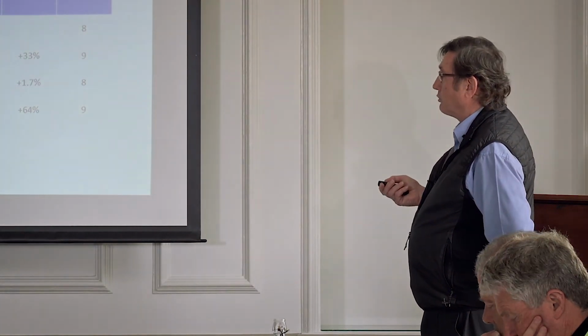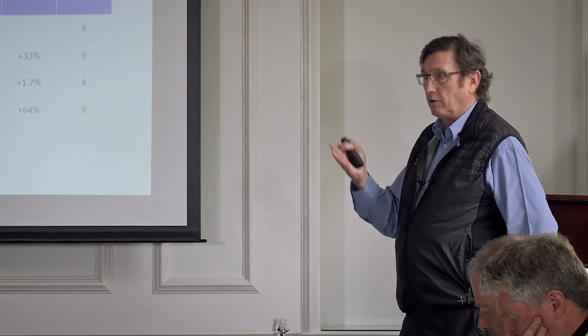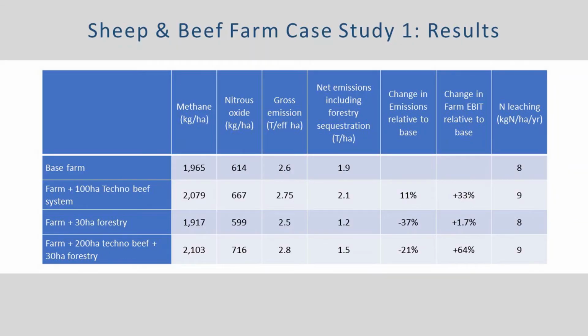In terms of the forestry one, we planted up our 30 hectares of forestry and used that carbon as an offset against the farm. So we dropped our net farm emissions significantly, by 37%, and increased our farm EBIT fractionally. Remember, these are individual scenarios and they're not cumulative. The reason the farm EBIT went up fractionally under forestry is because the annuity from forestry was fractionally better than the EBIT they were getting from their farming operation. Okay?